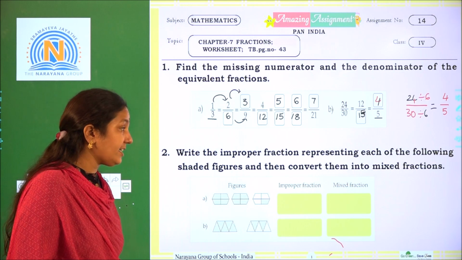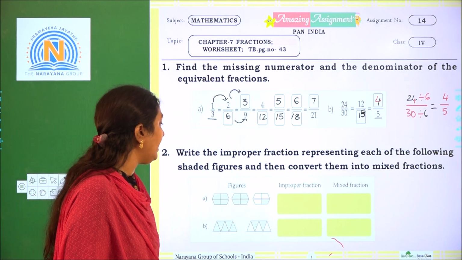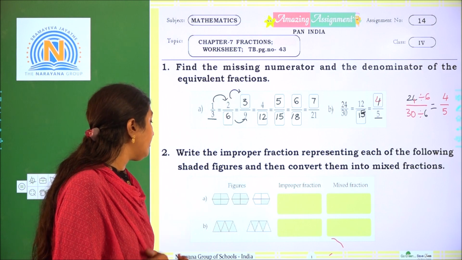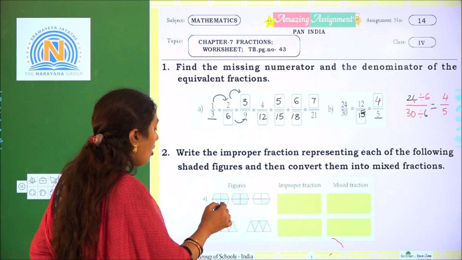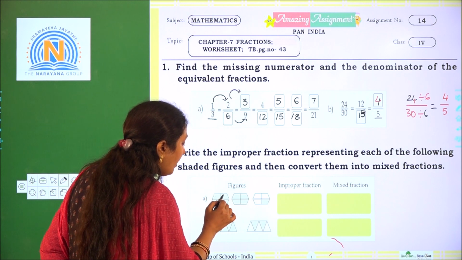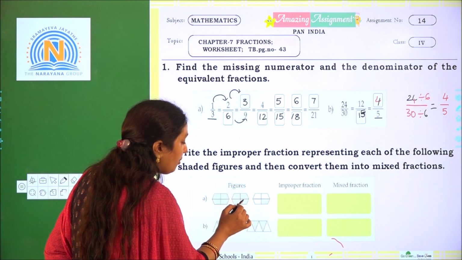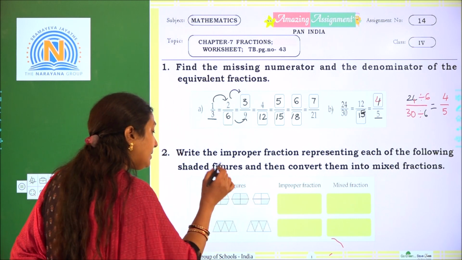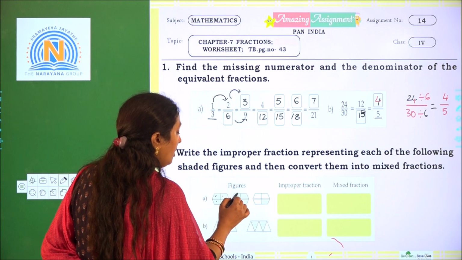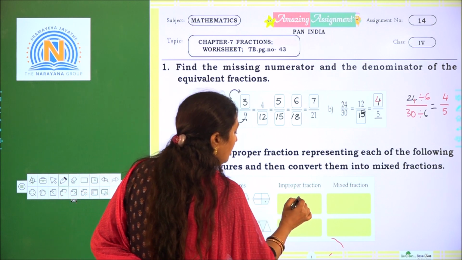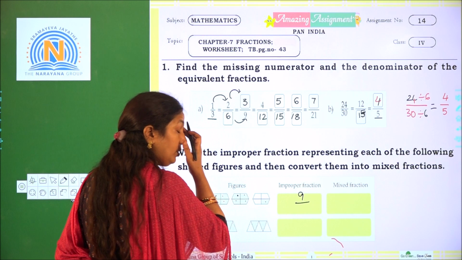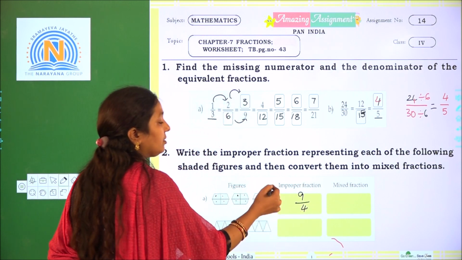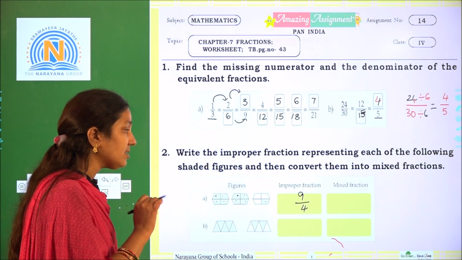Next one. Write the improper fraction representing each of the following shaded figures and then convert them into mixed fractions. So first, what is the given figure? How many parts are divided here? 1, 2, 3, 4. The total number of shaded parts is 1, 2, 3, 4, 5, 6, 7, 8, 9. The total number of shaded parts is 9. The dividing parts are 4. So the improper fraction of the given figure is 9 by 4.